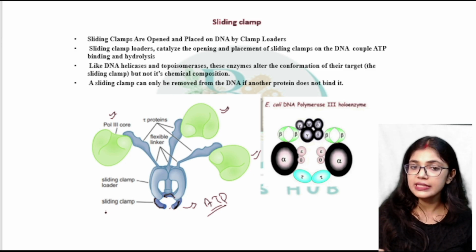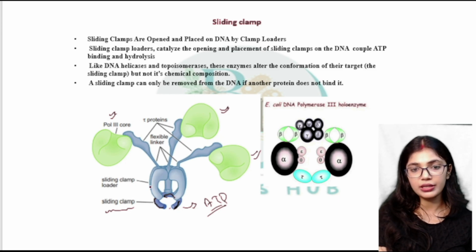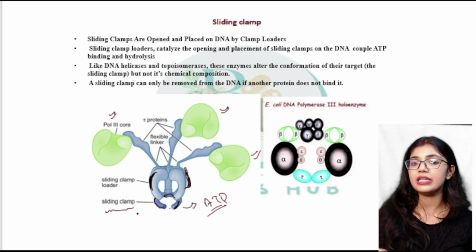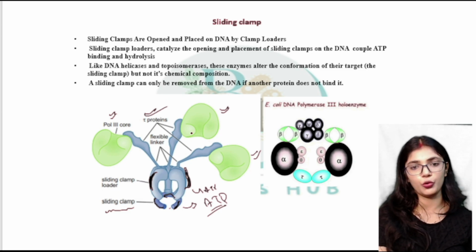So for loading the sliding clamp, it requires a loader. This is the sliding clamp loader, and for loading the sliding clamp onto the DNA, it requires ATP. Here there are 3 DNA polymerases, and for binding them there is a linker. For this linking, it requires the tau protein.